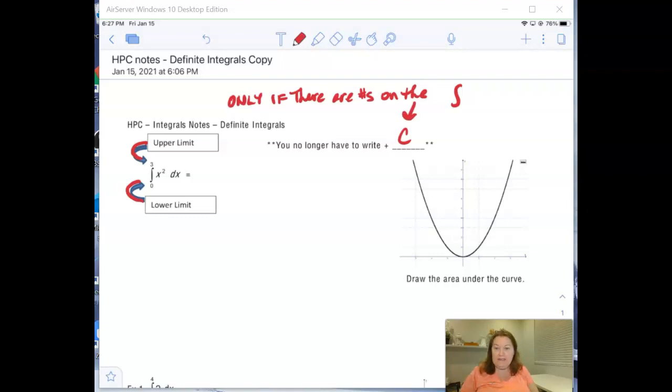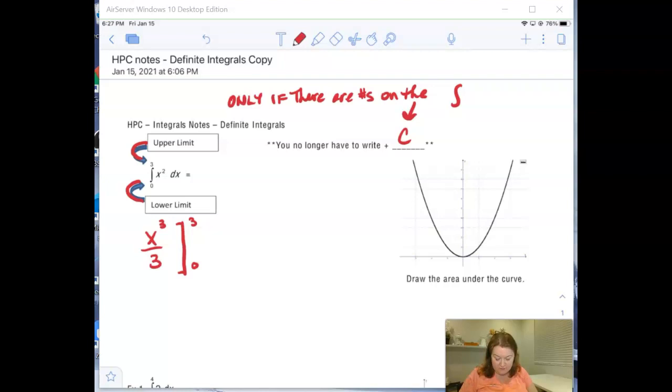All right, let's take a look, upper limit, lower limit. Let's take a look at what this means. First, let's just do the calculation for it. The first thing we're going to do is the antiderivative, so that's going to be x to the third over 3. Then we put a bracket at the end of it and copy those same two numbers down, so 3 and 0. Now we're going to evaluate this expression with 3 and 0 and a minus sign in between.